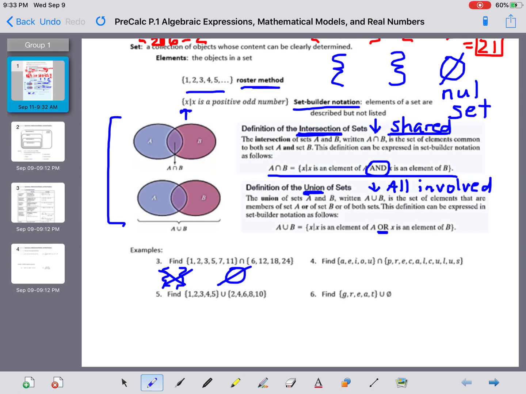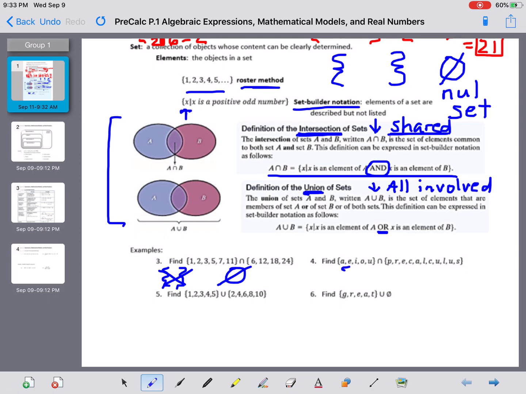On number 4, going to the right, I see another upside down U, which means another intersection. What is the same? Is there anything shared between A, E, I, O, U and P, R, E, C, A, L, C, U, L, U, S? It's written for me and I still can't hardly say it. Is there anything in common?